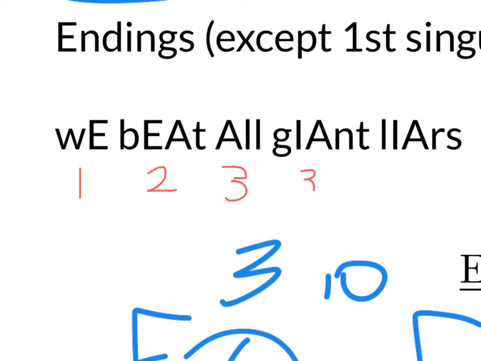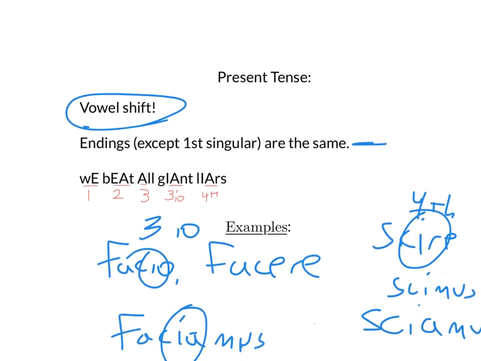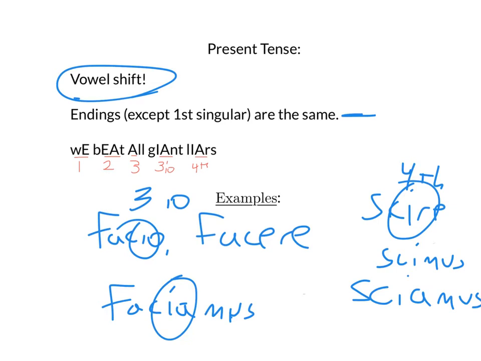And you have third IO for giant, notice the IA, and then liars, which is fourth. And so you can remember which vowels to use with we beat all giant liars in that order. Okay, so first, second, third IO, fourth. We beat all giant liars. Those are the vowels for the subjunctive in the present tense. And you'll note one more time that those are just the vowels. You can add passive or active endings onto those.